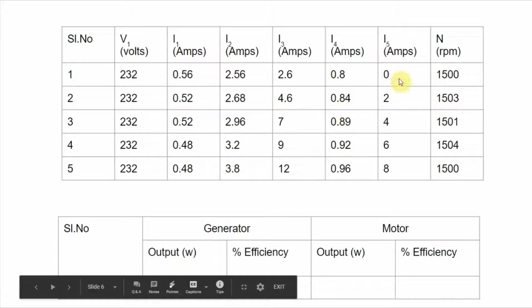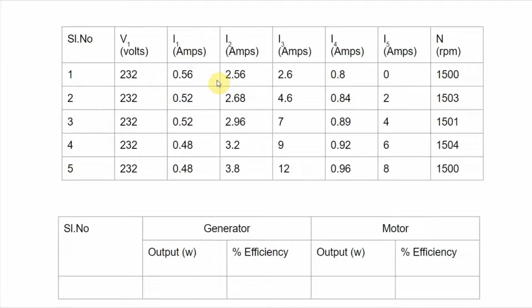Clear? So now here you can see that by adjusting both field current of motor as well as generator, you're increasing armature current in steps, as well as simultaneously we have to keep the speed constant. But this part we have already seen in the conduction.